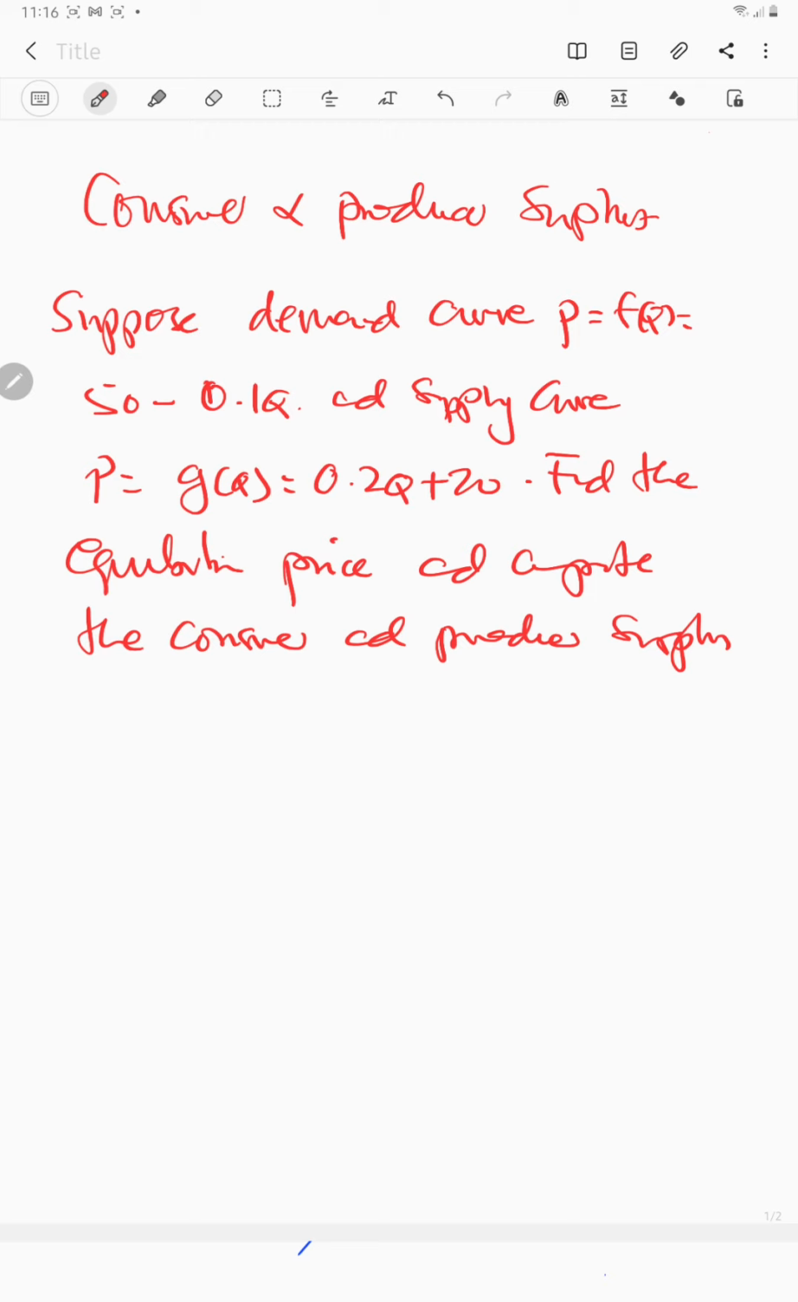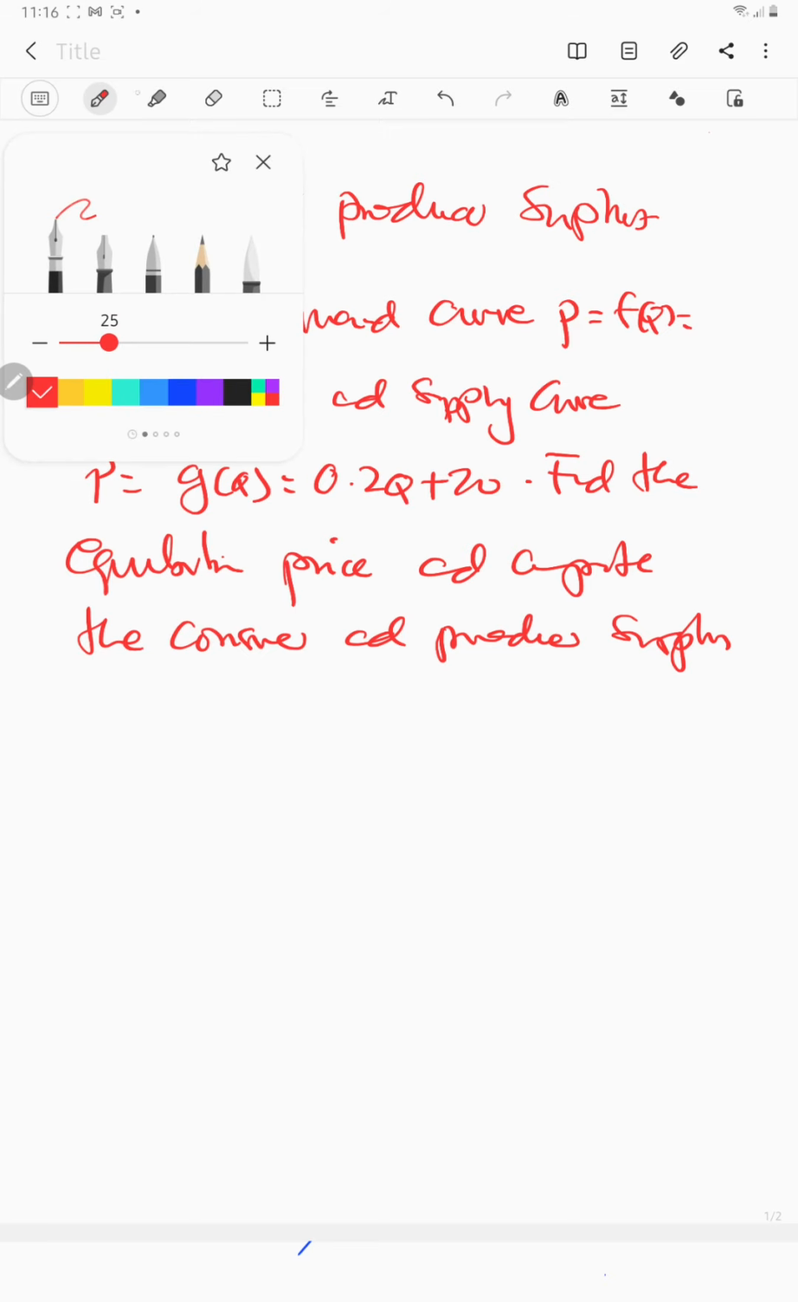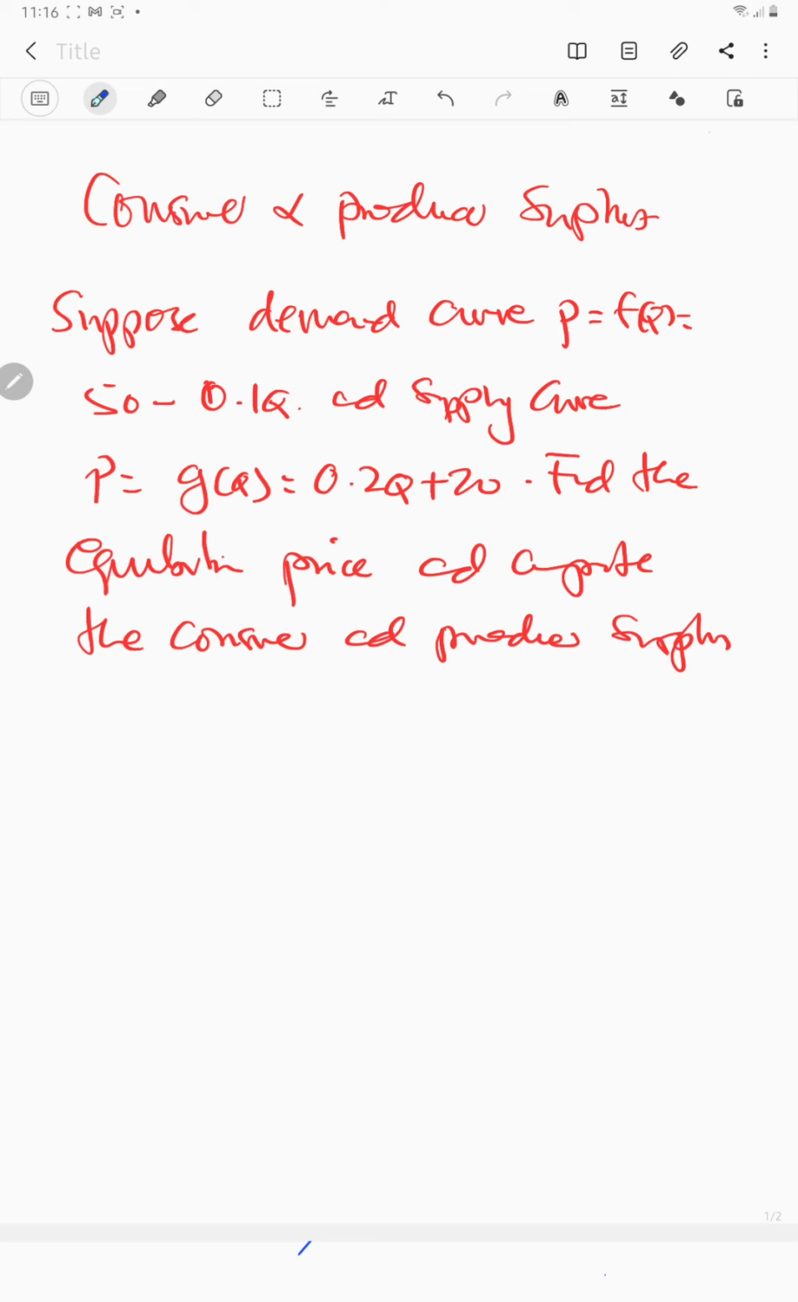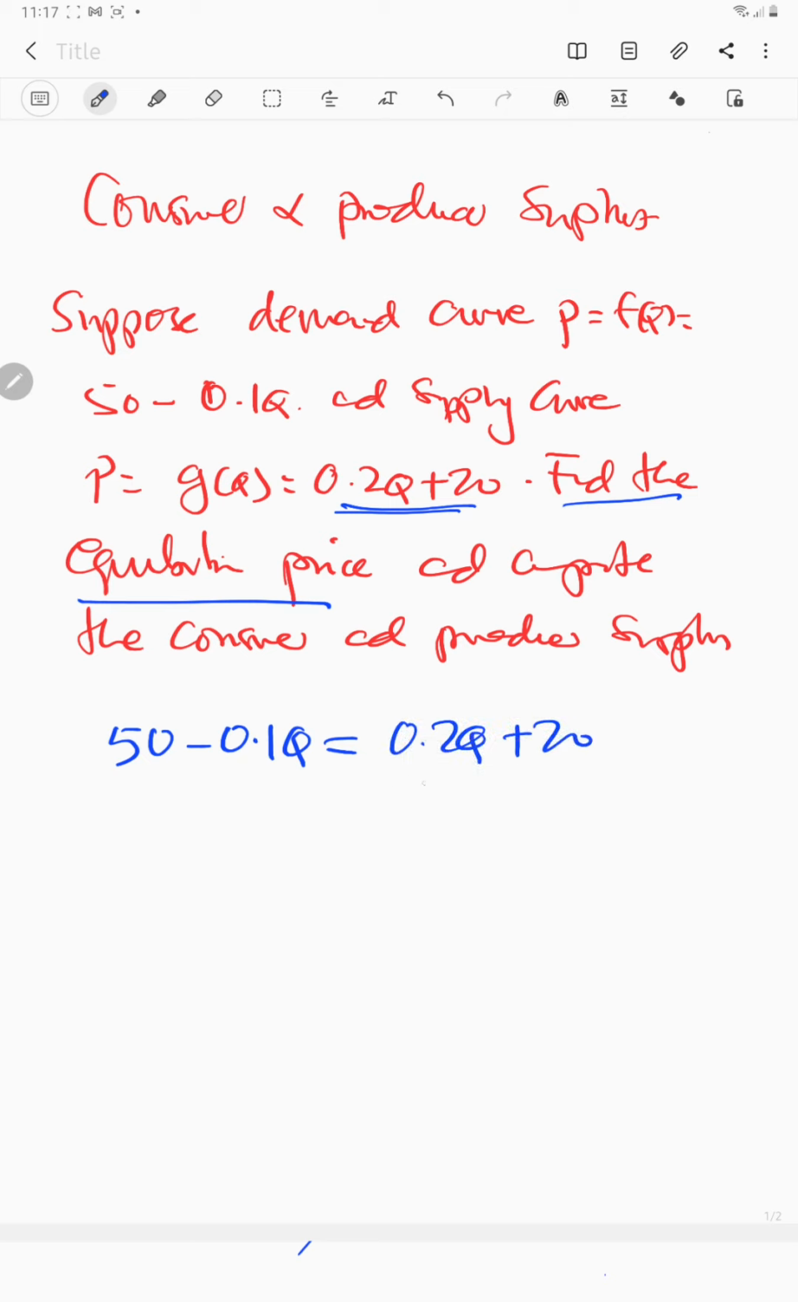Normally we have some key points that are noted. This is the point of equilibrium. So you can see that we have an equilibrium point, and if I want to get the equilibrium price, I should make a comparison: 50 minus 0.1q is equal to 0.2q plus 20. Once we have this, we can get the equilibrium price.